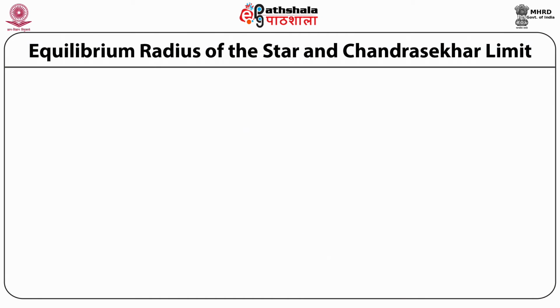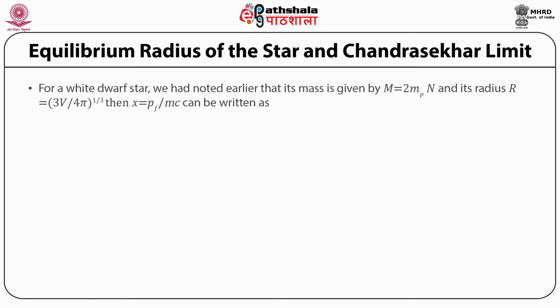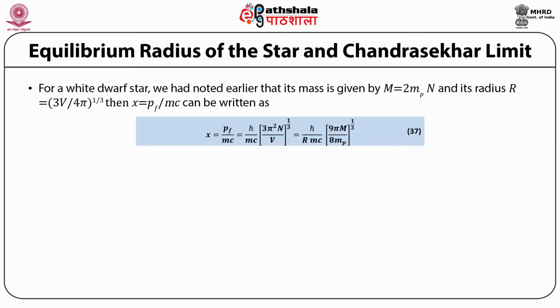Now, we will try to calculate the equilibrium radius of the star and the Chandrasekhar limit. For a white dwarf star, we had noted earlier that its mass is given by M is equal to 2 times the mass of the proton multiplied by N, and its radius R is equal to (3V/4π)^(1/3). Then x is equal to the Fermi momentum divided by mc, which can be written as x = p_F/mc = (h/mc)/(2π) × (3π² N/V)^(1/3) = (ħ/Rmc) × (9πM/8m_p)^(1/3).